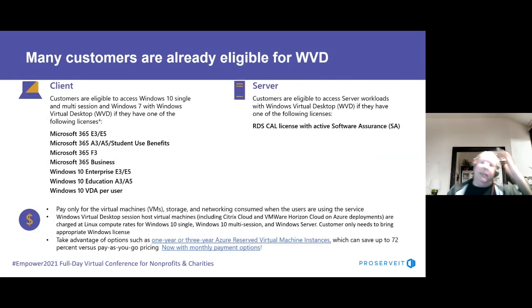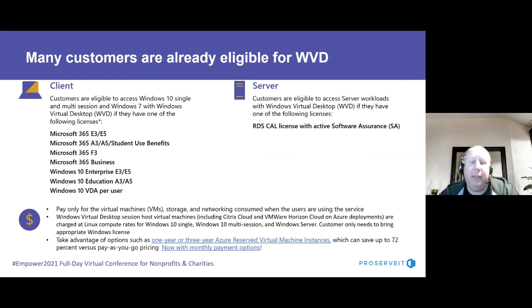Now let's talk about licensing. So I'm going to start on the right here on the server side, just because it is sort of a simpler window to talk through. If you have Remote Desktop Services and have software assurance on the RDS CALs, you already have all the licensing required to enable WVD for server-based workloads. We still need to worry about consumption for the virtual machines themselves, but from a licensing perspective, you are entirely covered.